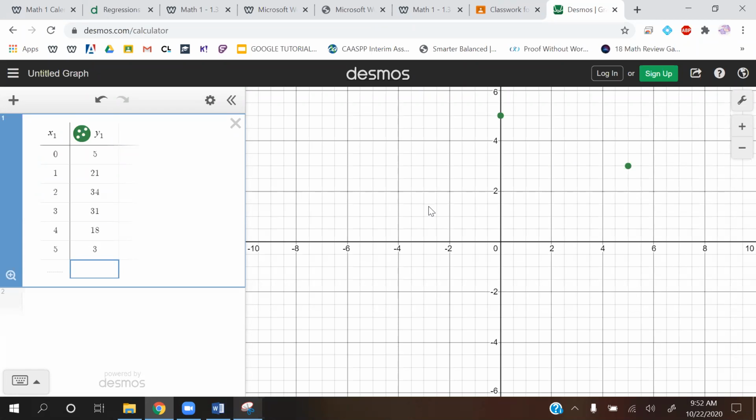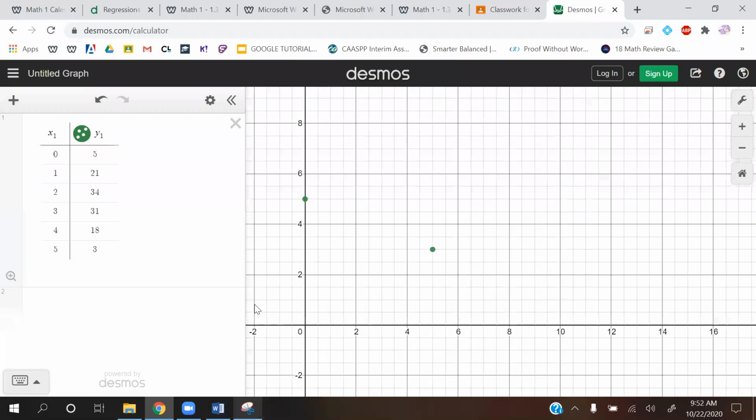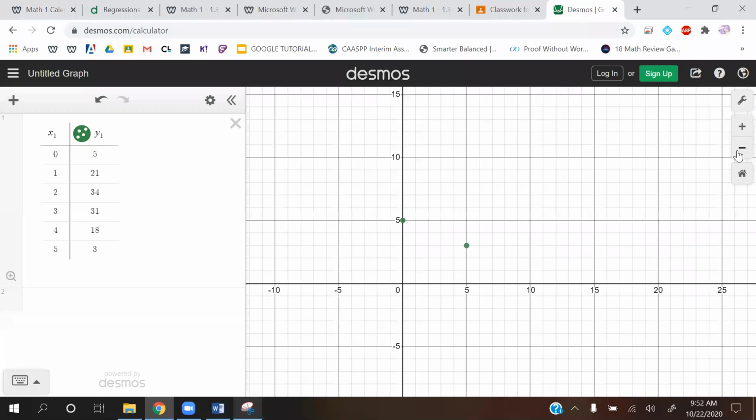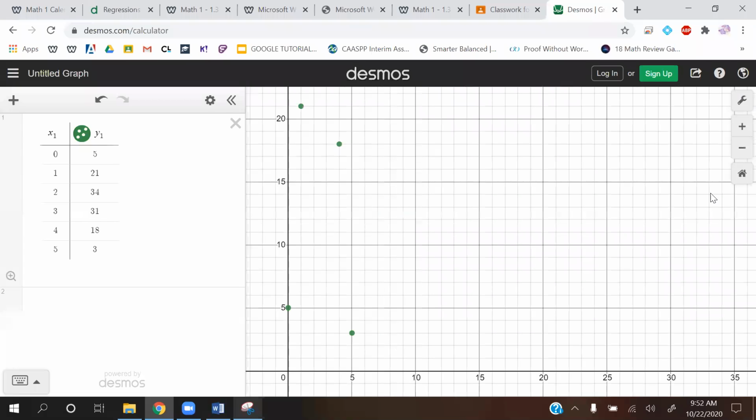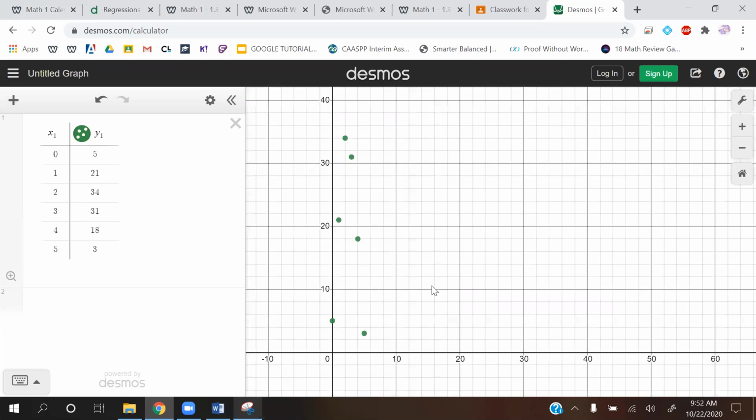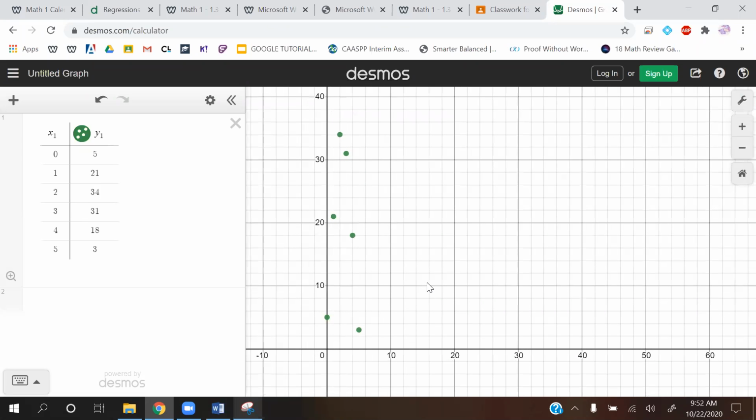And you can see over here, here's some of our dots. But I can't see some of these dots because they're too high. So I'm just going to zoom out until I can see it. Okay, here's some more dots. It goes higher than 20. It goes up to like 34. So I'm just going to zoom out one more time. Okay, there you go. Here's my dots.